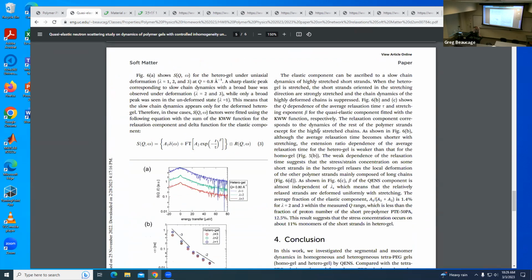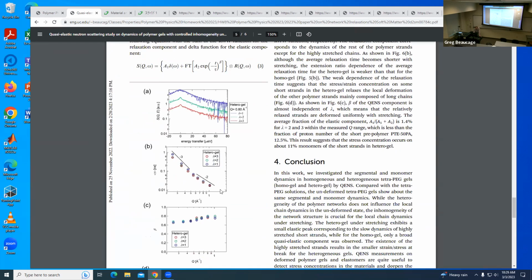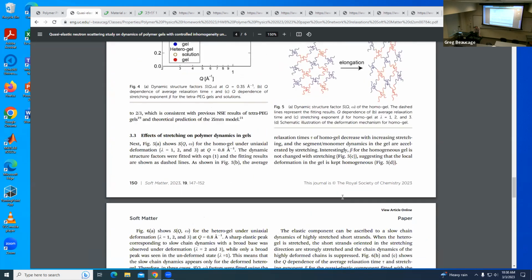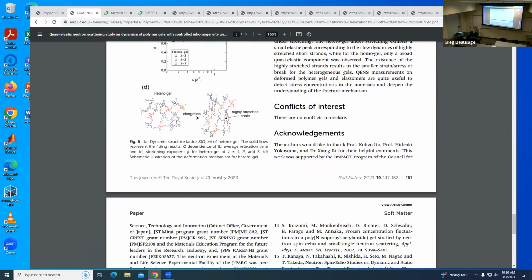Then he does the same thing for his other guy, and he finds out nothing changes. Nothing at all changes. He stretches it 200% strain, and he gets exactly the same tau and exactly the same beta. So the only change he sees is when it's homo. When he gets the hetero, there's no change at all.